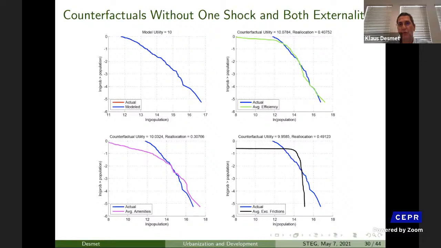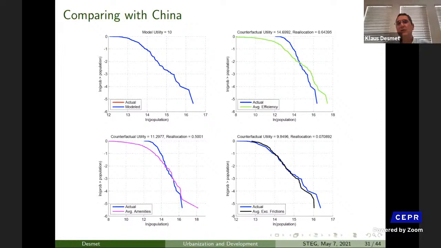So we've seen this exercise for the US. Let's do the same exercise for China. Well, a couple of interesting differences. Let me focus on the one of productivity, then I'll talk a bit about amenities as well. But let's look at the top right graph over here. Once again, the blue curve is the actual observed city size distribution. The green one is how the city size distribution would look in China if everyone had the same level of productivity.